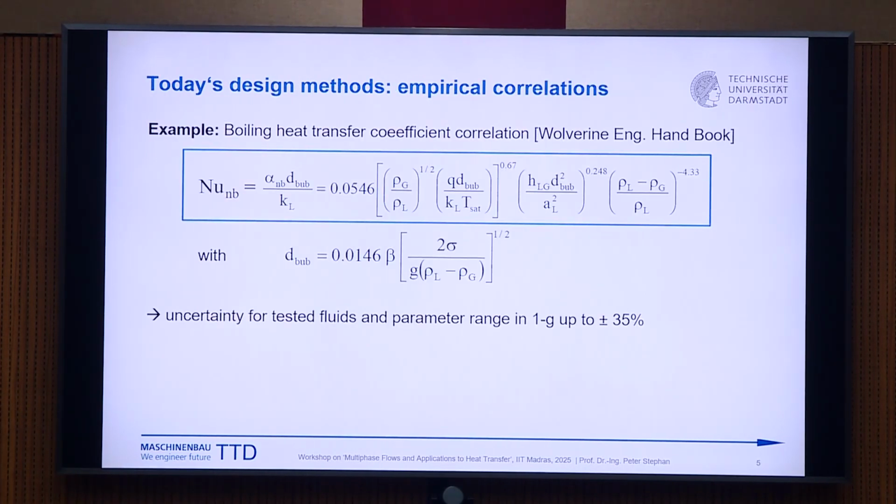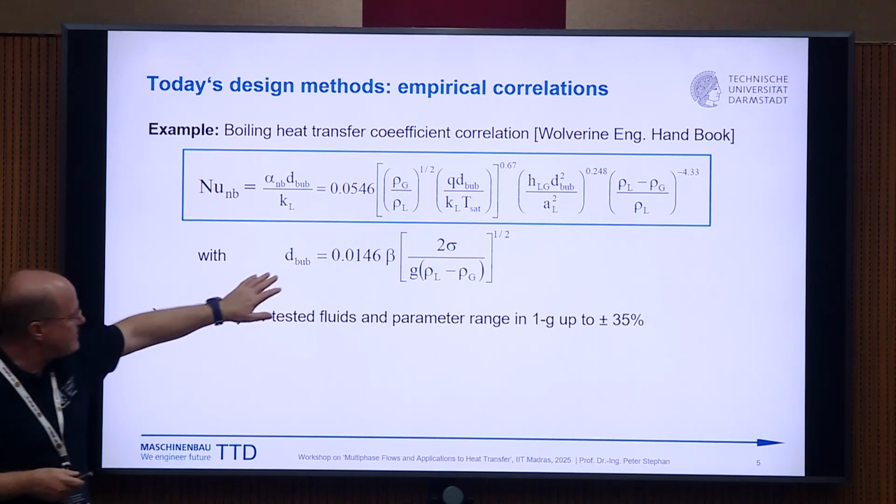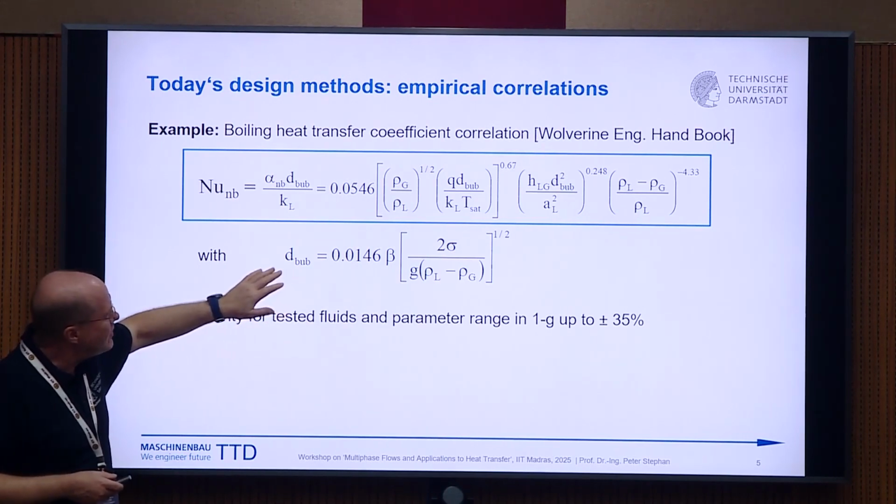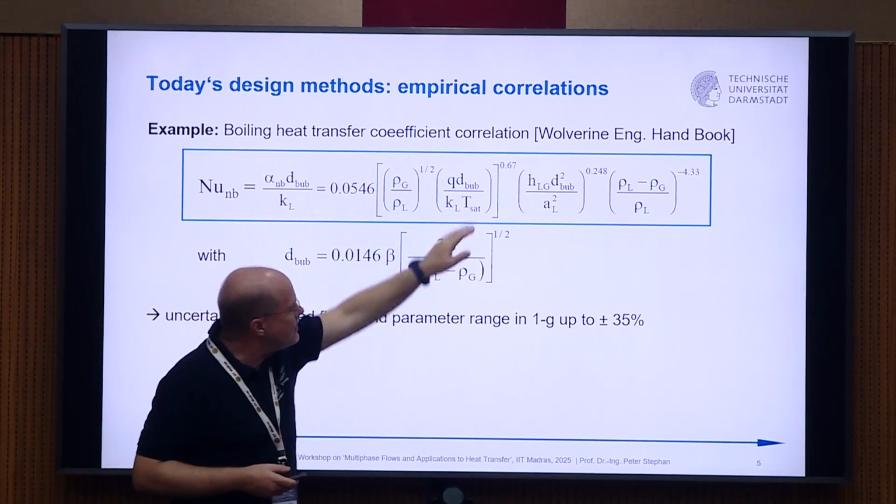There are probably 10 or more empirical correlations to calculate the heat transfer coefficient, represented by the Nusselt number. I should have taken maybe one from the VDI Heat Atlas. I took one from John Thome's Wolverine Engineering Data Book. And what you see here in this empirical correlation is the following. You see here that the bubble departure diameter goes into the correlation.